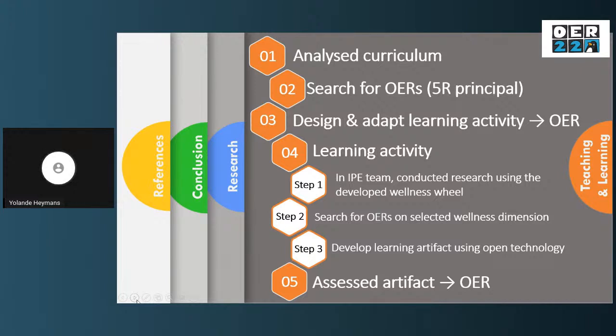Students then worked in their interprofessional teams. These teams had 5 members. For example, there will be a nursing student, a psychology student, a human movement student, a social work student, a biokinetic student, whatever. And they will then conduct research. Based on the wellness dimension that they identified, they had to search for open educational resources on this specific wellness dimension. And I will elaborate a little bit further on that later on in the presentation.